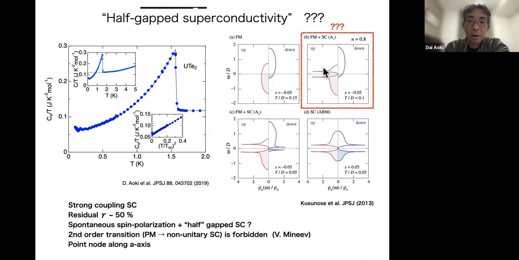So in this case, one of the spins is gapped and the other is not gapped. Then there is a residual density of states. But in uranium ditelluride, there is no long-range magnetic order, so this kind of state cannot be simply believed. So we think the residual density of states should be basically 0.